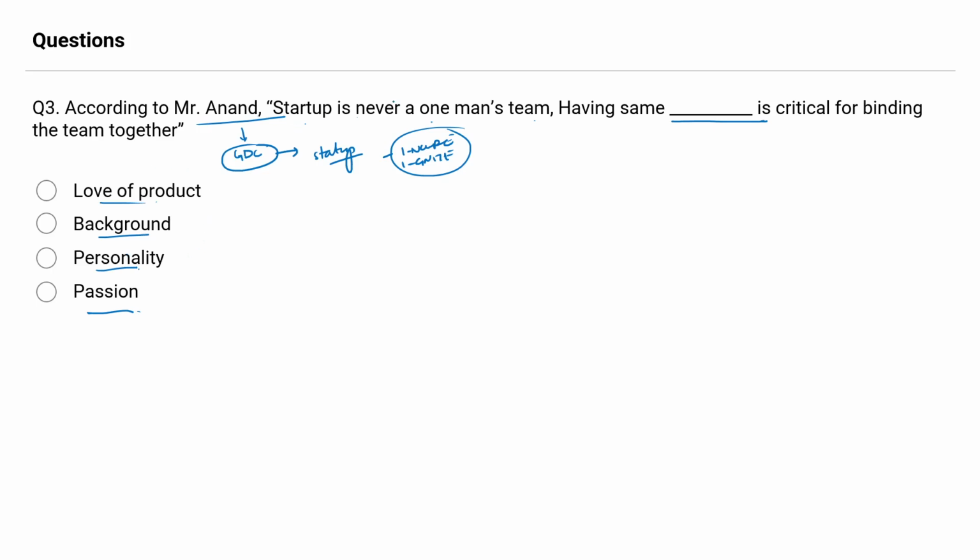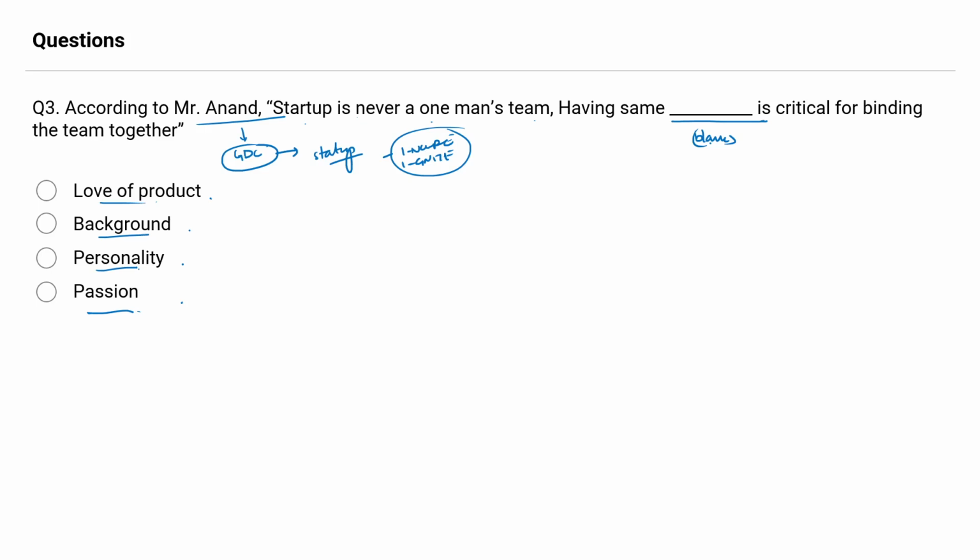According to Mr. Anand, startup is never a one man's team. Having same dash is critical for binding the team together. Is it the love of product? Is it background? Is it personality? Or is it the passion? We have discussed this in the content summary. So if you were there, probably you might remember. So take some time, try to ponder upon what could be the right answer.